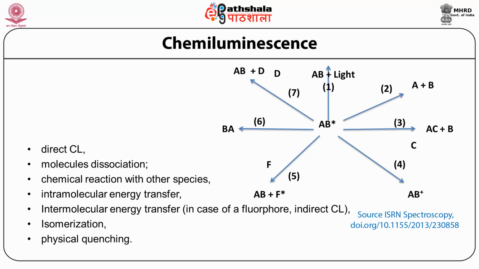The energy may be used for chemical reaction with other species, and you will have some other products which may or may not be luminous. There can be intramolecular energy transfer. In case of fluorophores, indirect chemiluminescence can be seen if it is an energy-rich molecule and tends to lose energy in the form of light. Gaining of energy may lead to isomerization of the compound and loss of chemiluminescence, and it may also have other effects, such as physical quenching of the fluorescence.